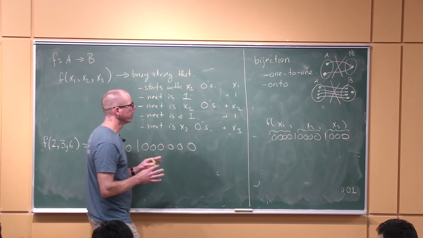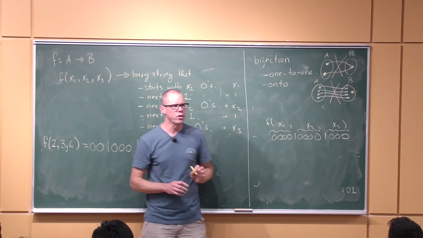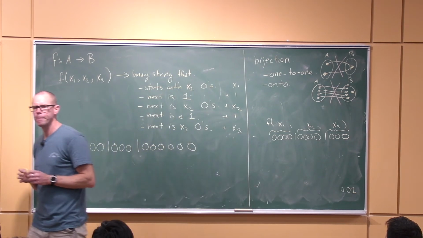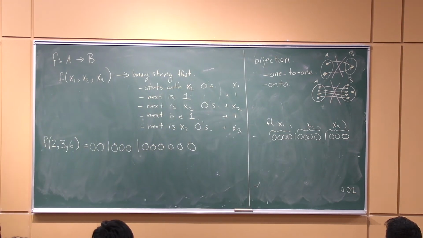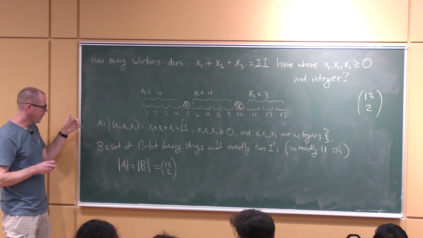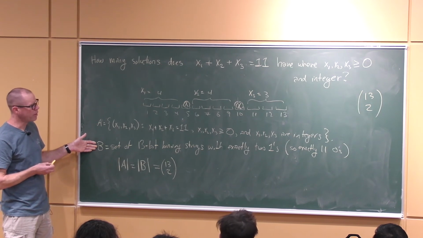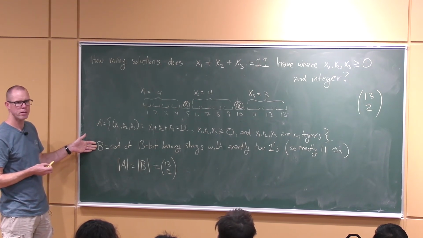So that is like a super slow, careful bijection proof that says that the set of solutions we're interested in has the same size as the set of 13-bit binary strings that have exactly 2 ones.